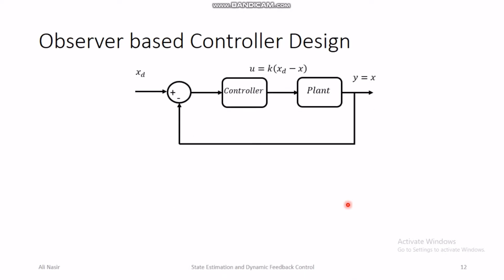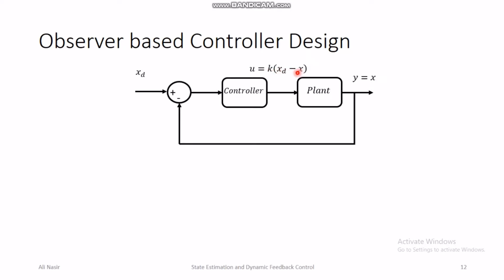Next we look at the observer based controller design. So first of all, let us look at the big picture. If you do not use the observer, then your output y has to be exactly equal to x, which means that you have to measure all the state variables, and then you feed those state variables back into the controller along with the desirable value of the state vector, and then you can use the controller u is equal to k times x desired minus x.